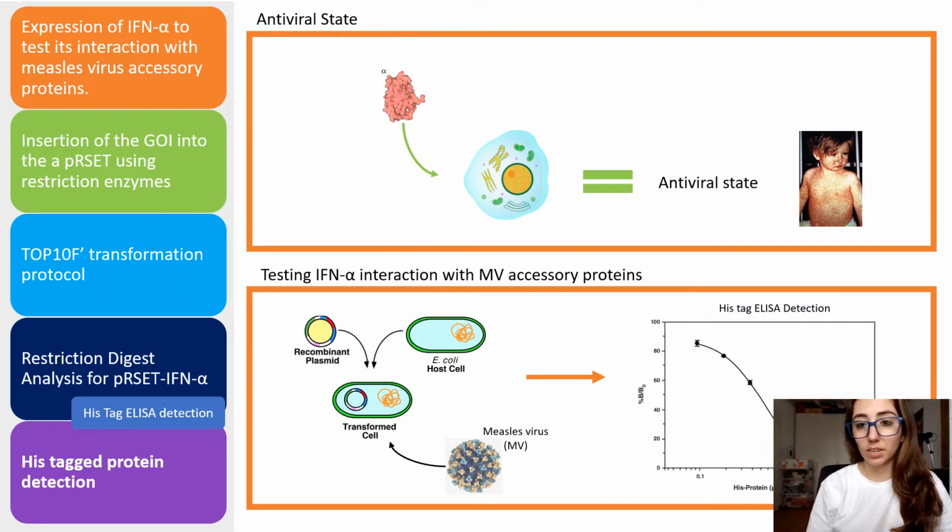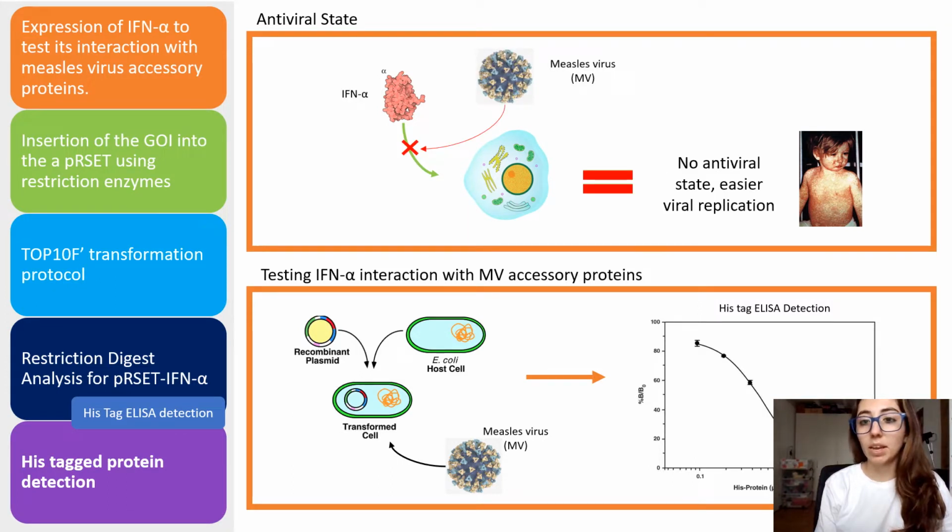Just as context, normally the body enters an antiviral state when it goes through an infection. The antiviral state is a result of a single signaling pathway induced by interferon alpha. Measles virus inhibits host interferon signaling pathways, so understanding the molecular mechanism will help develop therapeutic strategies for unvaccinated children. So for the project itself, we can express interferon alpha in E.